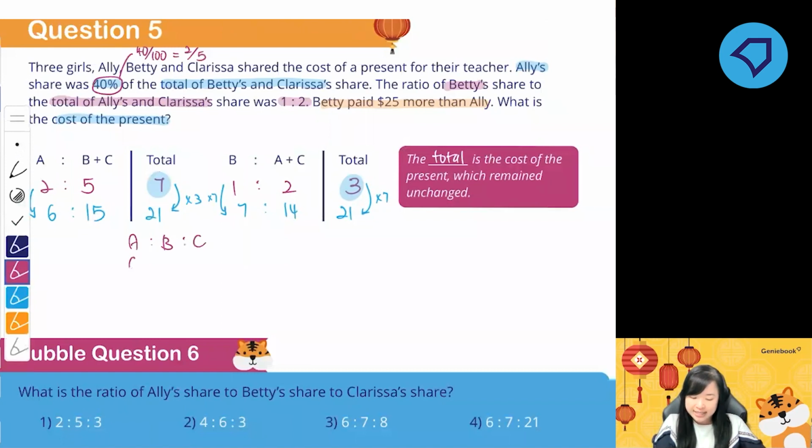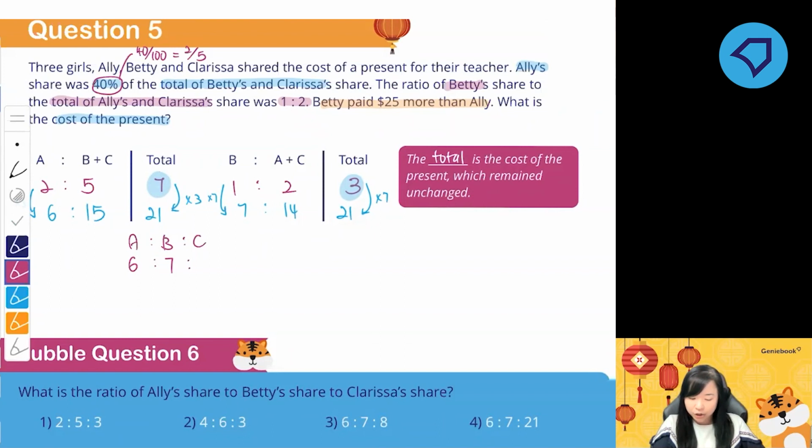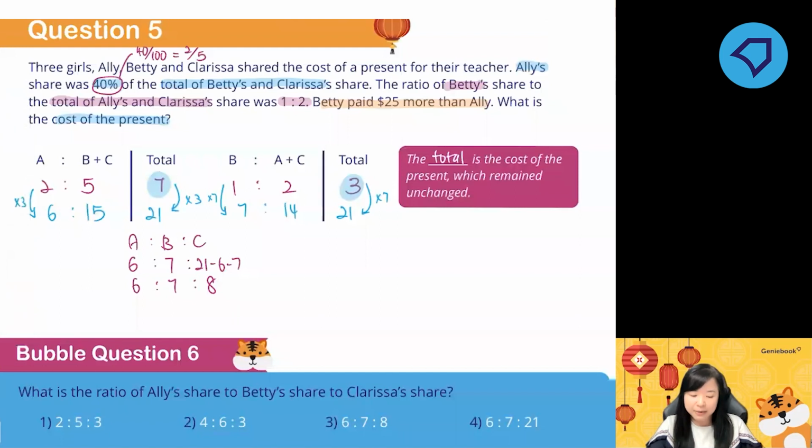So I already know A is 6. I already know B is 7. Okay, you can even use the total to find, everybody. The total is 21. So you can minus 6 and 7 to find Clarissa. Time's up. So if we take the total, we can have 21 minus 6 minus 7. And that's how we get 6:7:8.